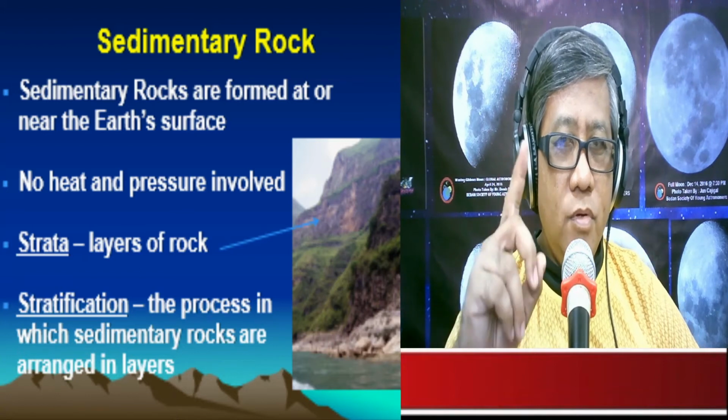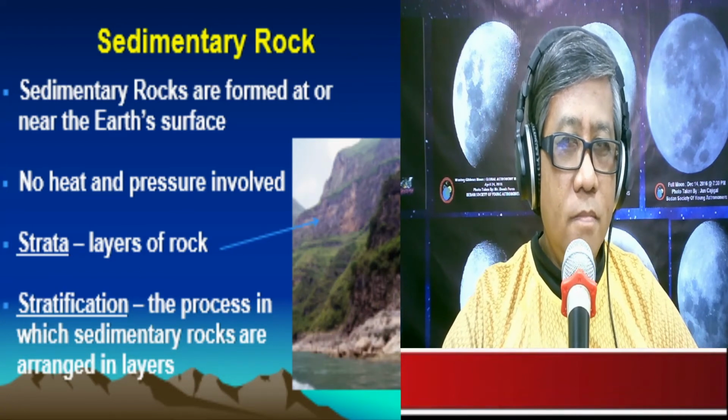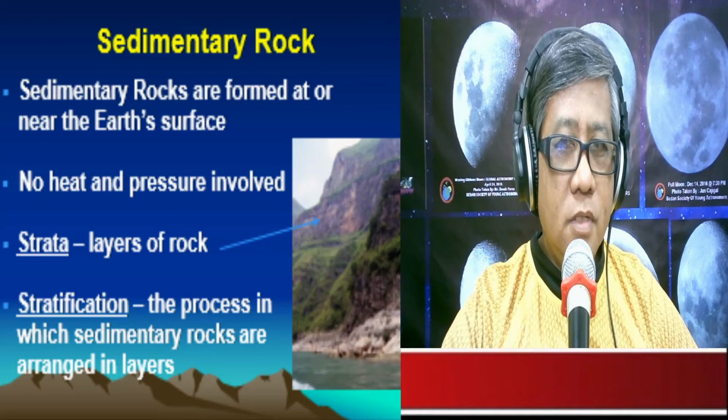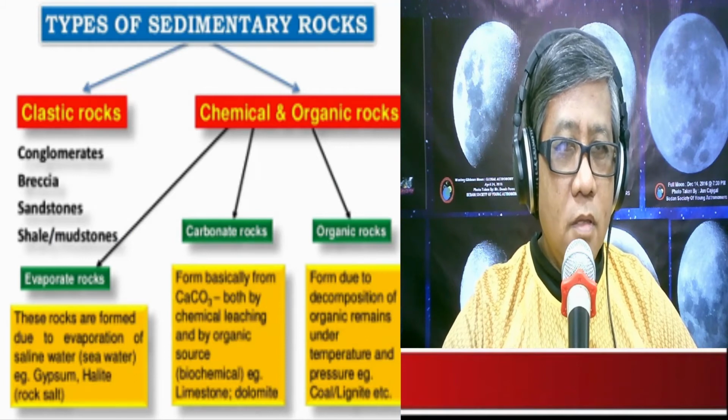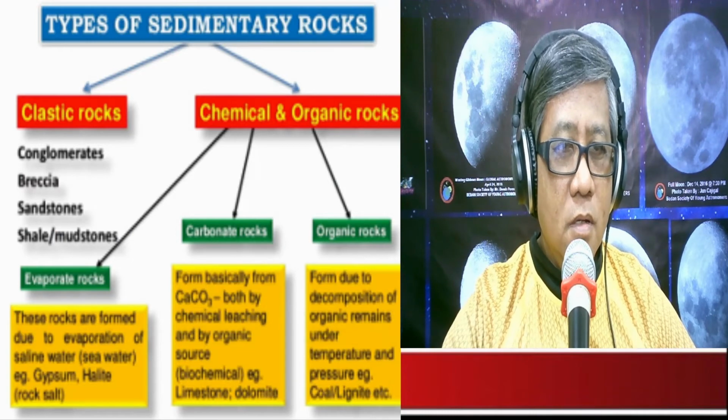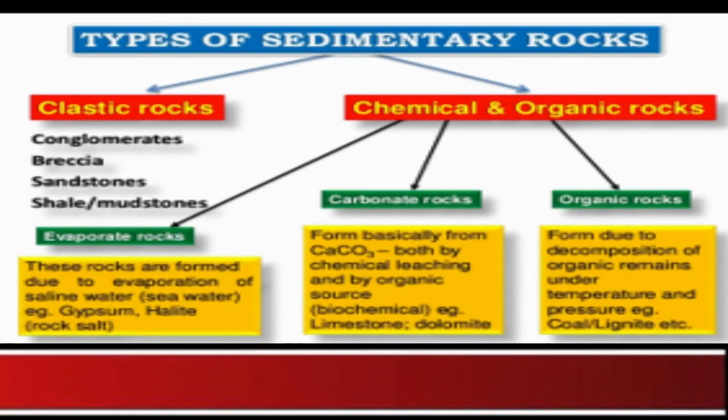Now, at this point, let us identify the different types of sedimentary rocks. Sedimentary rocks can be classified as clastic sedimentary rocks, chemical sedimentary rocks, and organic sedimentary rocks. Clastic sedimentary rocks include conglomerates such as breccia, sandstones, shale, or mudstones.